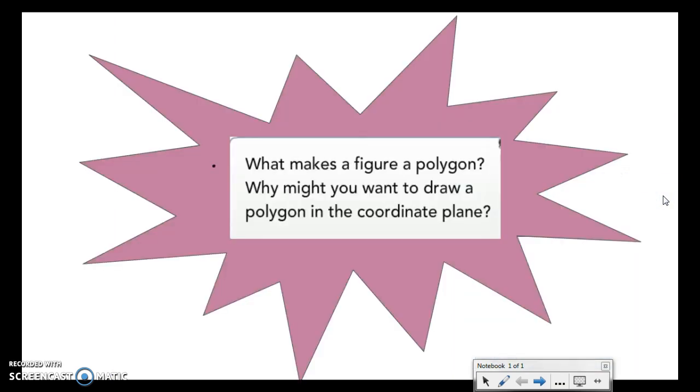All right, to close it out, what makes a figure a polygon? Why might you draw a polygon in a coordinate plane? So I want you to think this through, work with your neighbor if you need to, and have a great day. Get started on your digits.